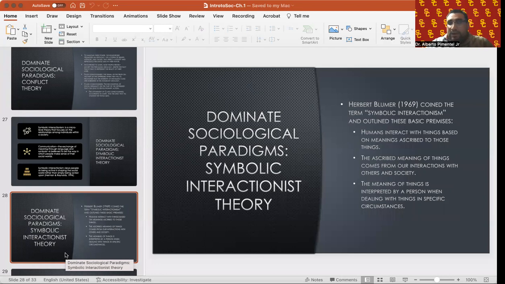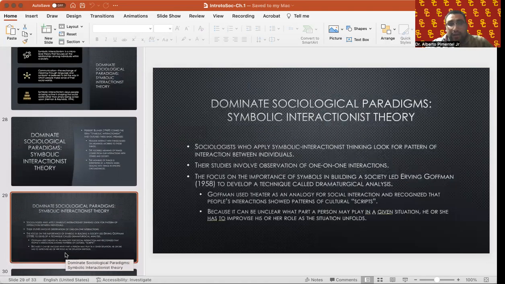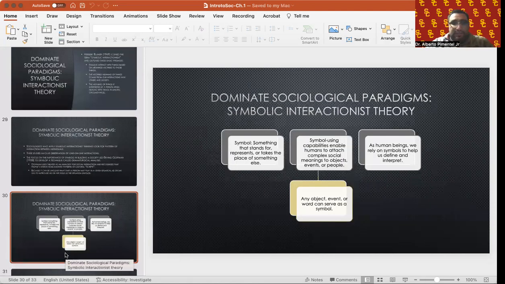And the meaning of things is interpreted by a person when dealing with things in specific circumstances, which means that our life experience largely shapes how we interpret language. Our life experience largely shapes how we interact with symbols in our society, that we have to develop this cultural knowledge in regards to symbols. This idea that we have scripts that we follow at times within our everyday lives that help govern how we behave, how we interpret, how we converse with others. And we think about the representation of symbols and how those can carry very complex meanings.